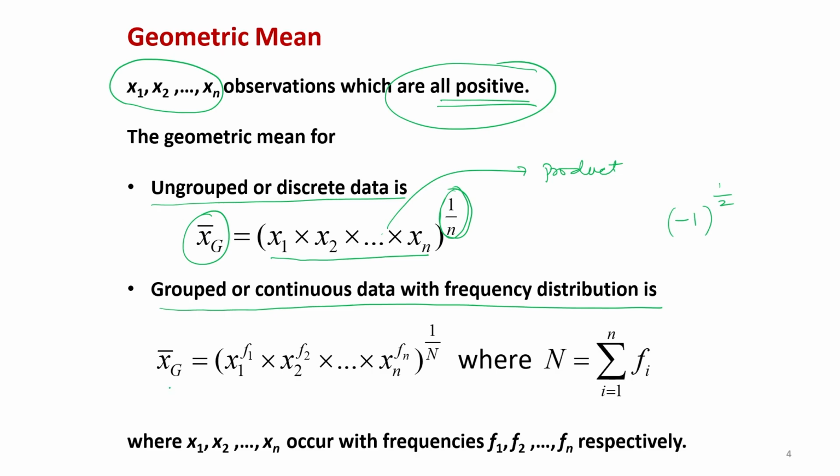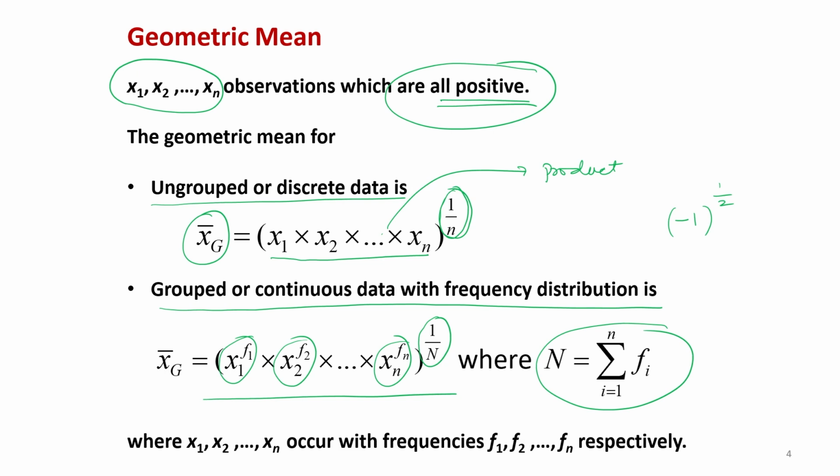Then the geometric mean is defined like this: x1 raised to the power of f1 into x2 raised to the power of f2, up to xn raised to the power of fn, and this entire product has the power 1/N, where capital N is the total frequency. I goes from 1 to small n, and here fi, right? And we say that these values x1, x2, xn occur with the frequencies f1, f2, fn.